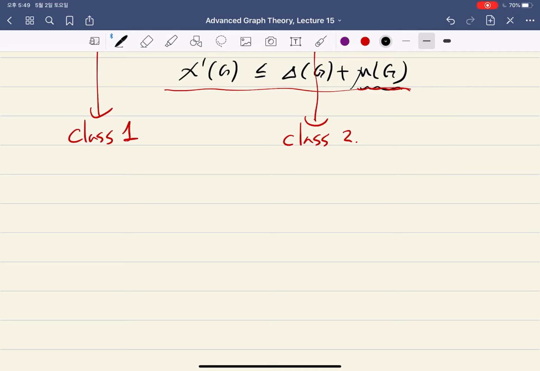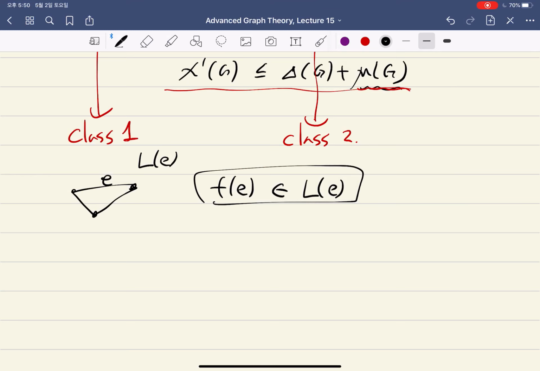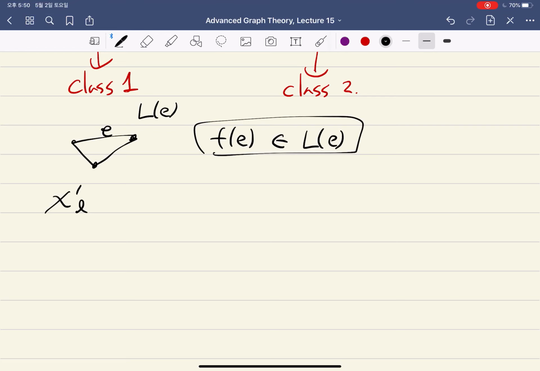And let's combine these two concepts of list coloring and edge coloring. So we can consider list edge coloring, which can also be called edge choosability. For each edge e, we have a list L(e), and then we want to choose the color that we want to use for this edge e. Then we can consider the list edge chromatic number of G, which is the same as the list chromatic number of the line graph of G.